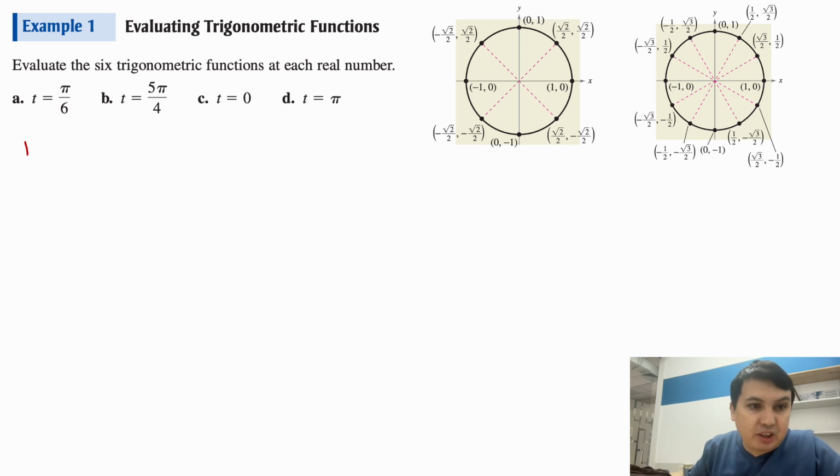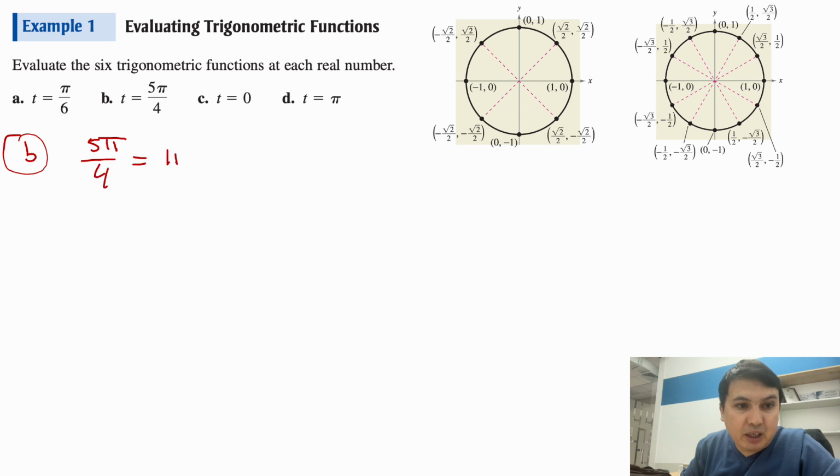So let's try b. 5 pi over 4. What is it? Well, 5 pi over 4, you can also write it as pi plus pi over 4. Pi over 4 is 45 degrees, right? So which means you're adding to pi, so we know that pi is right here. You add 45 degrees, so you get here, right?